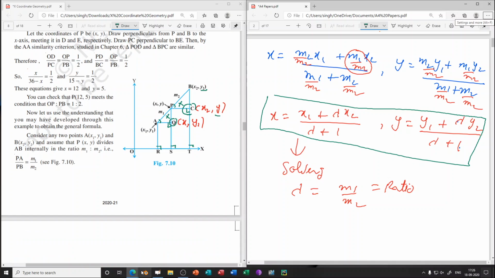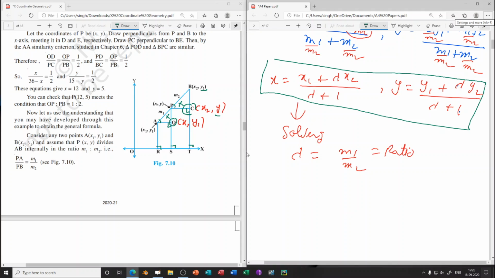Now let us learn one very small outcome which can come from this result, known as the midpoint formula. How can you obtain the midpoint formula? Midpoint formula means if point P is lying exactly at the middle of AB, how do we obtain the coordinates of point P? If point P is lying exactly at the middle of the line segment AB, then the ratio in which P divides AB will be 1:1. That means the value of lambda is 1.